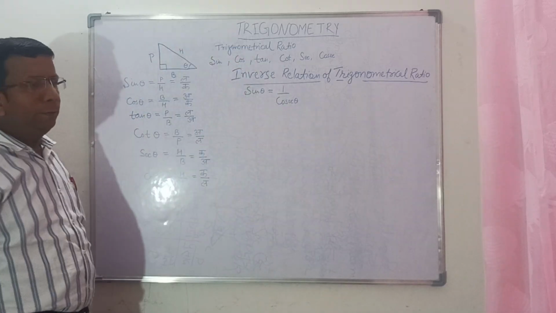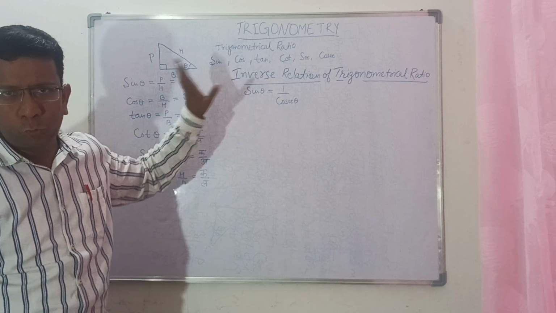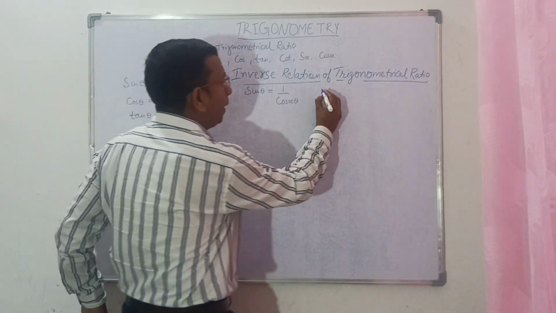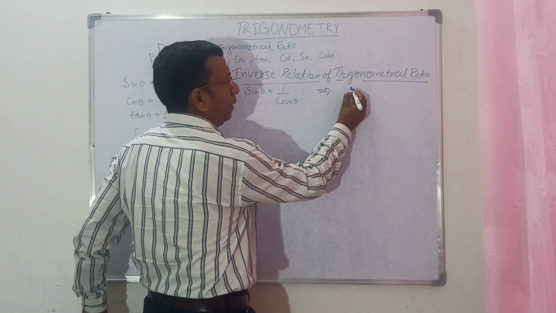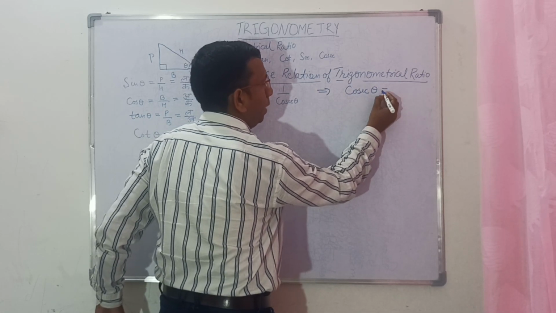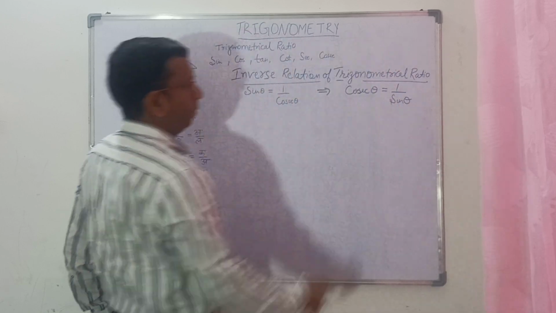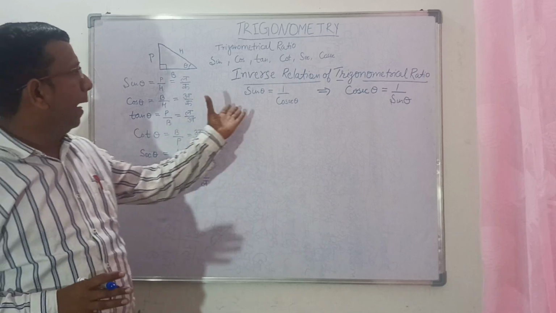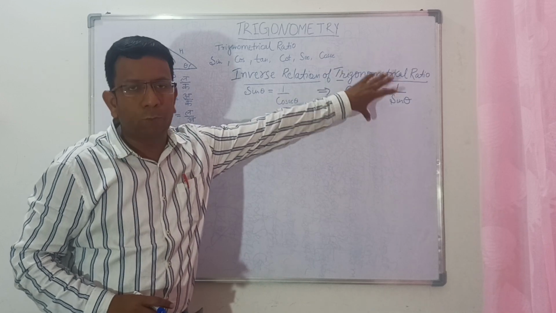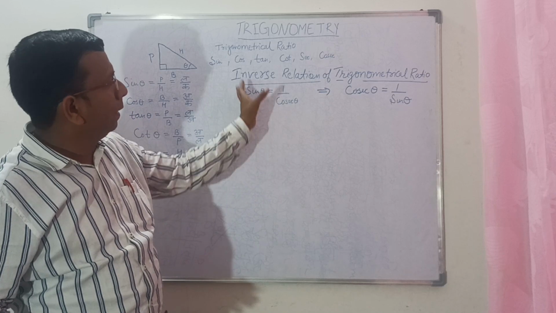That means you can say that cosec is inversely related to sine, or sine is inversely related to cosec. We can also say that cosec is the inverse of sine theta. Or we can say that sine theta is equal to 1 by cosec theta, or cosec theta is equal to 1 by sine theta. So these are their inverse relation.